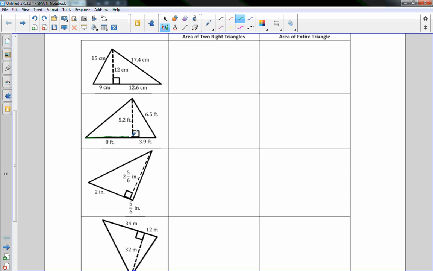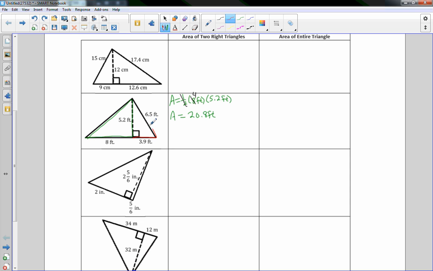So the first triangle I'm going to do in green, and that is this one here. So the area equals 1/2 my base, which is 8 feet, times my height, which is 5.2 feet. Always reduce if you can. 1/2 of 8 is 4. So my area equals 4 times 5.2, which is 20.8 feet squared. So that's the area of the green triangle.